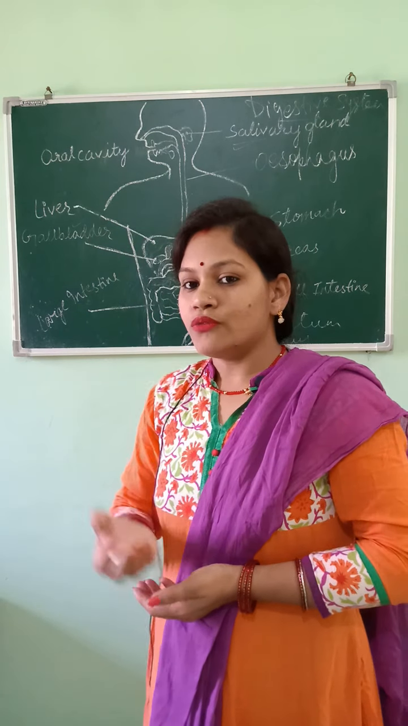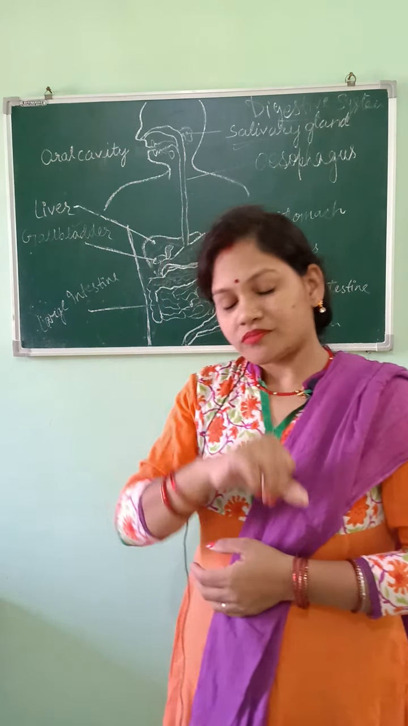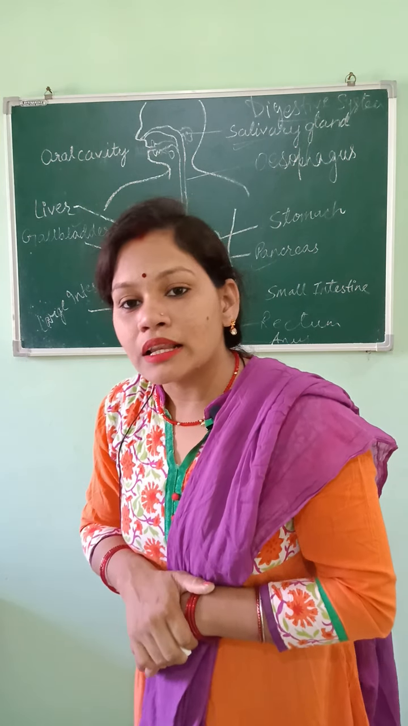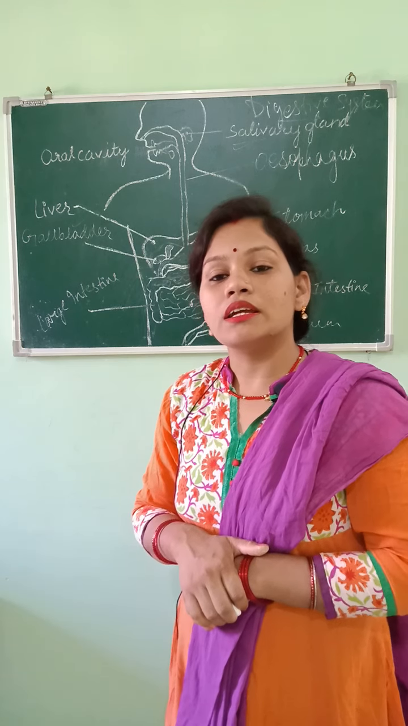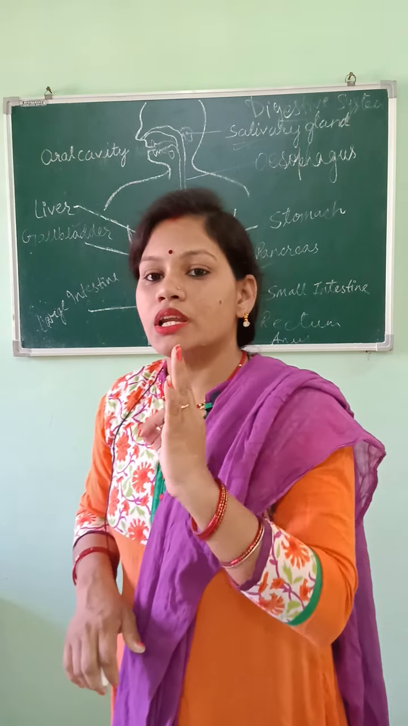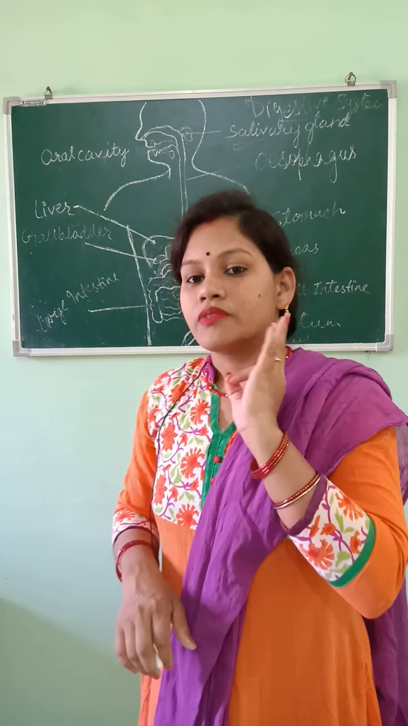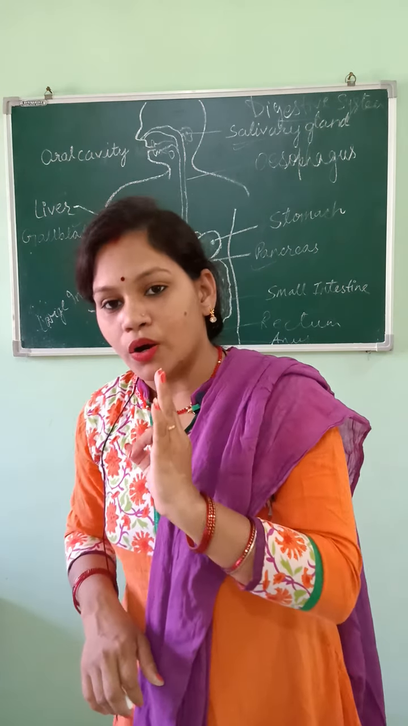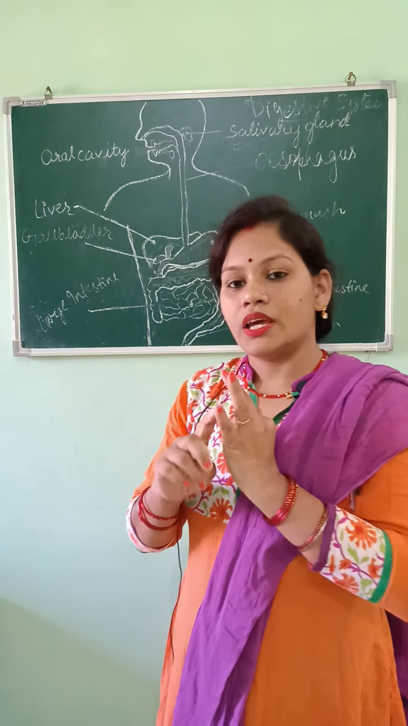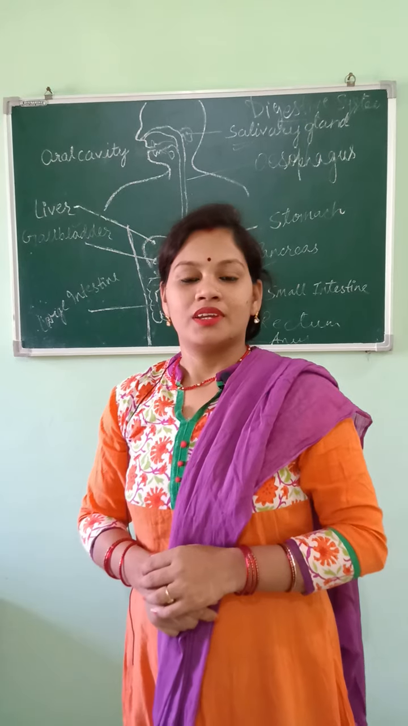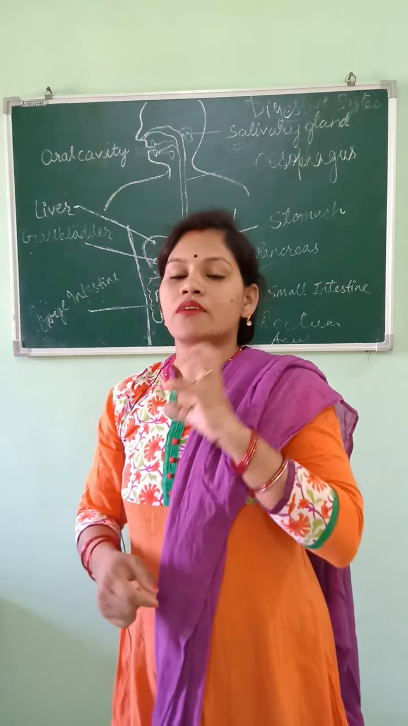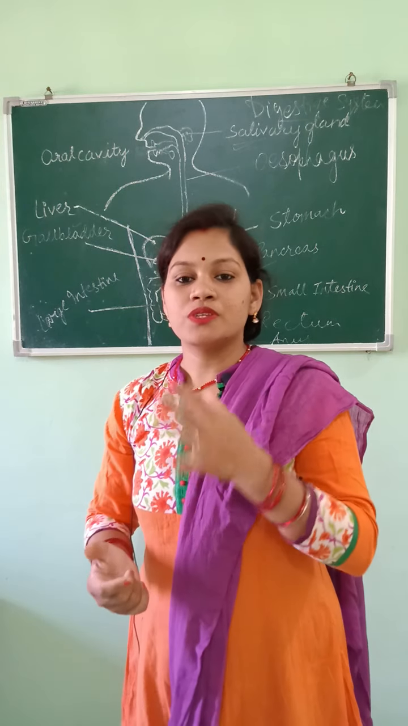When we take in food, we have glands. The name of the gland found in our buccal cavity is the salivary gland. There are 3 pairs of salivary glands in our mouth. So in our mouth, what do we have for digestion purposes?